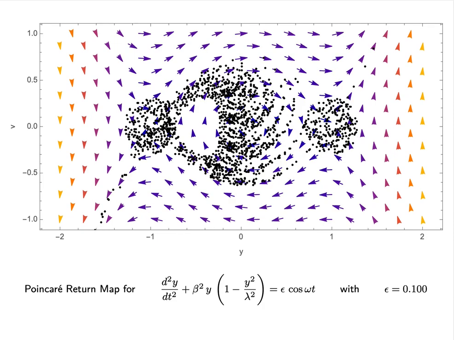And finally, if we increase our forcing amplitude even more, epsilon here equals 0.1, now you can see that the points that we have in our Poincaré return map seem to be all over the place. This is the phenomenon known as chaos.